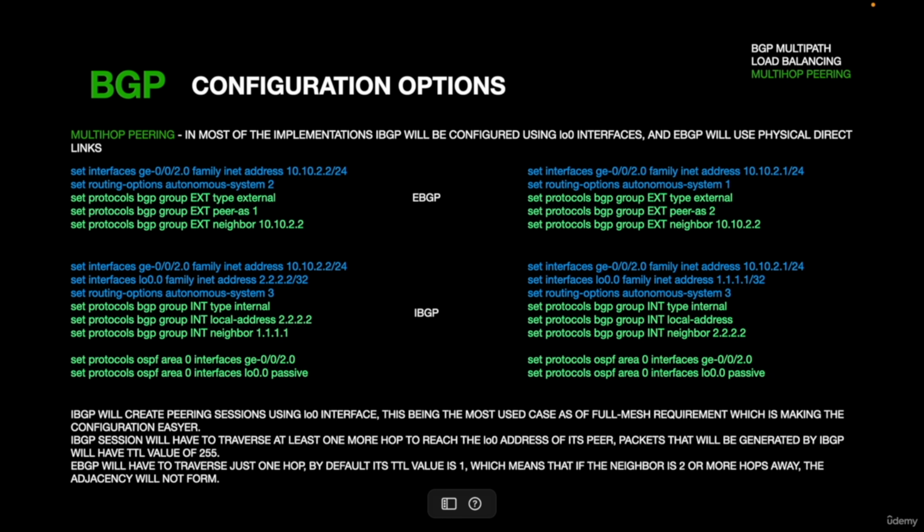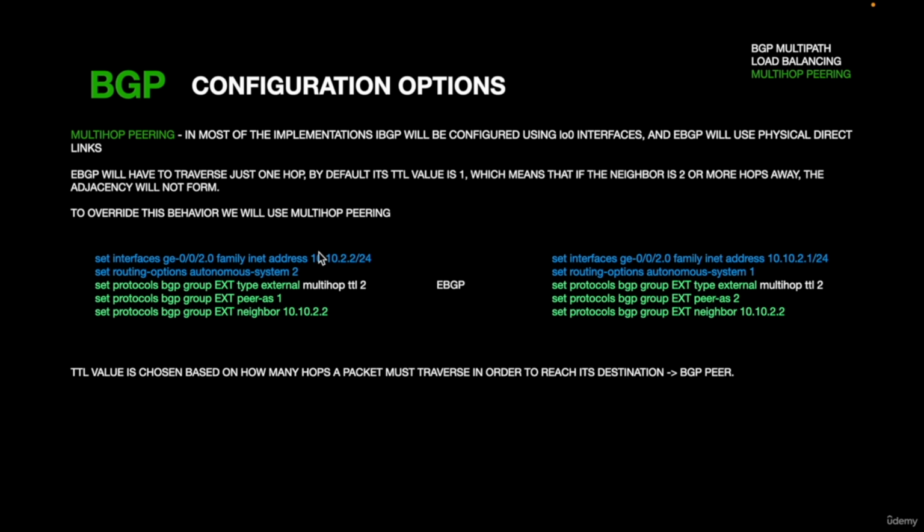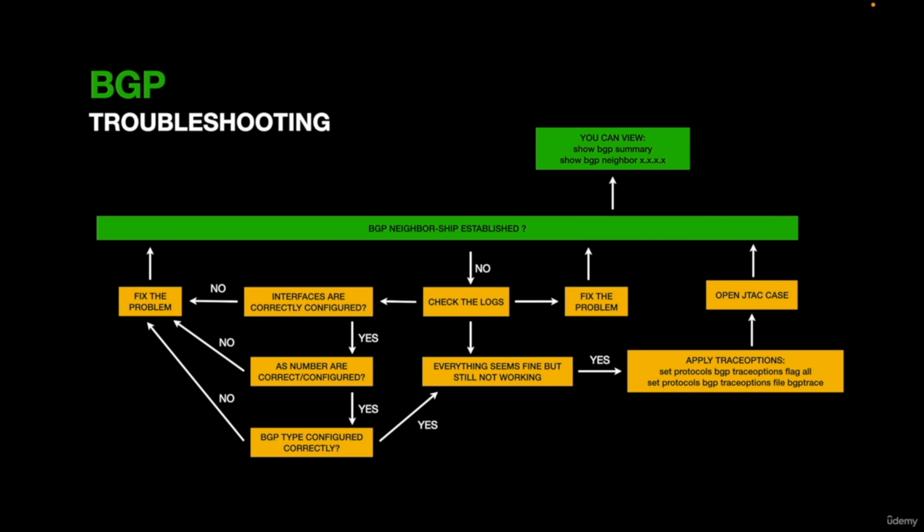Also the multihop peering. At the beginning of this lecture I mentioned that for eBGP you can override the default behavior, which states that the time to live is 1. You can bypass this and you can use a higher time to live. For example, here for the external BGP we specify multihop time to live 2. This means that the eBGP message will travel now 2 hops before the packet will be dropped or expired.